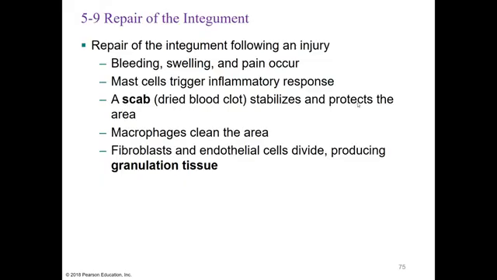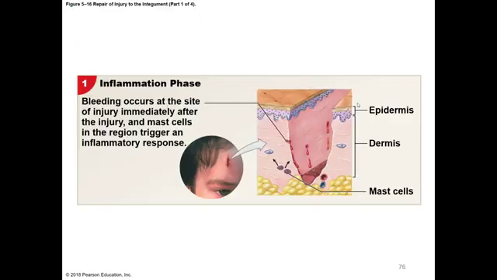Macrophages clean the area. Fibroblasts and endothelial cells will divide, producing granulation tissue. So let's look at that step by step. So here we have the initial cut. And you can see that the cut is pretty deep. It's going through the epidermis all the way down towards the hypodermis or subcutaneous area. Bleeding is occurring, and immediately after the injury, mast cells will trigger, these are mast cells, they will trigger an inflammatory response.